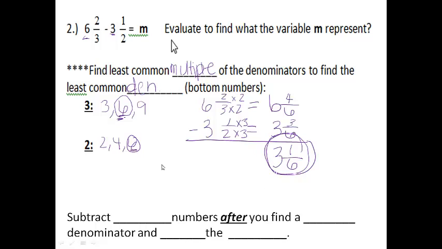Now down here let's write down what we just did. We subtract whole numbers after you find a common denominator, and then you subtract the fractions. We subtracted fractions before we worried about our whole numbers. So you subtract whole numbers after you find a common denominator, just like we did here, and after you subtract the fraction part. The whole numbers go last in this case.